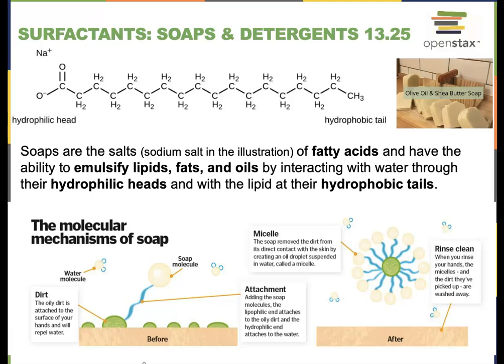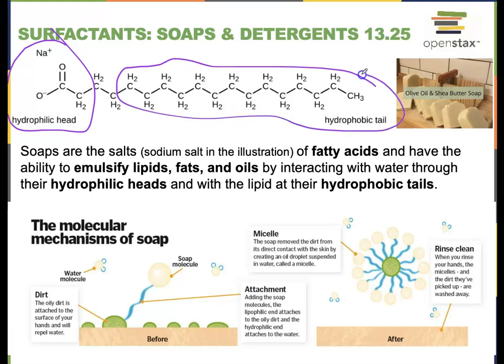Soaps and detergents. A surfactant is a surface acting agent, which is what surfactant is, a conglomeration of those three words: surface acting agent. And soaps and detergents have a molecular structure very similar to a phospholipid. So they're going to have a charged, hydrophilic region, and then they're also going to have this really long hydrophobic tail. So just like our phospholipid.